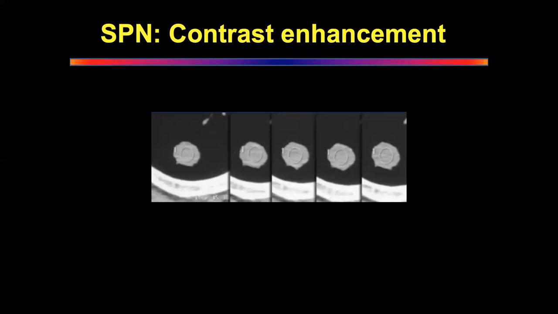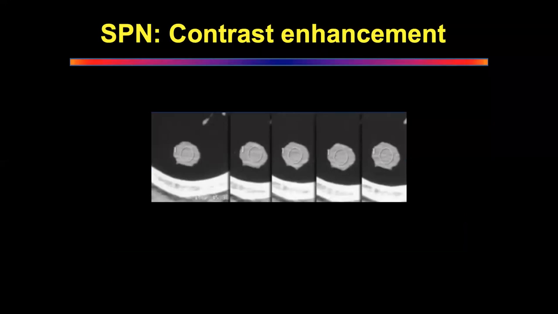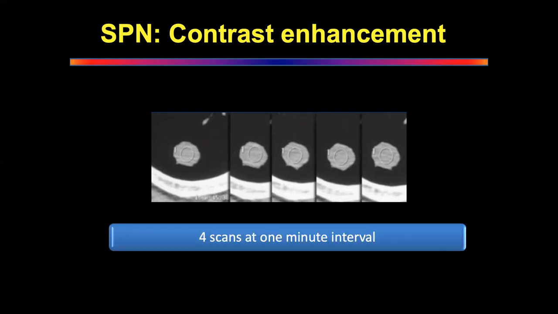Well done, Vikas. Okay. This is again a slide of contrast enhancement. How do you look for contrast enhancement? In the arterial phase. Arterial phase, venous phase, or what else? How many scans do you do to look for contrast? Do you do just one go and then quickly go through? Three. Or do you do something more? It's four scans at 1 minute interval. Okay? So what is benign and what is malignant in a contrast enhancement?